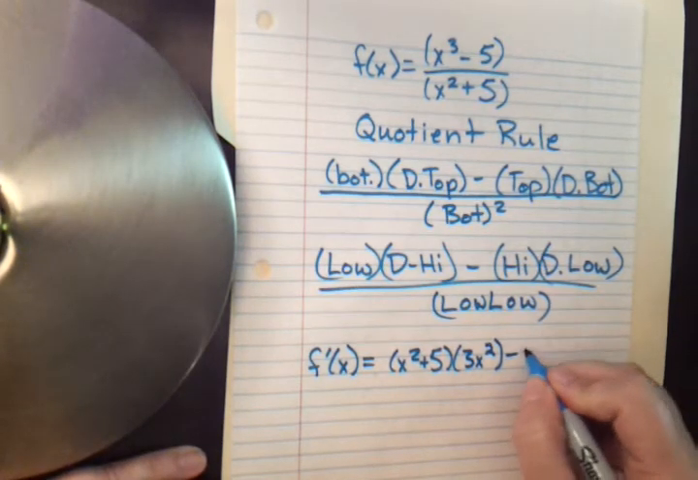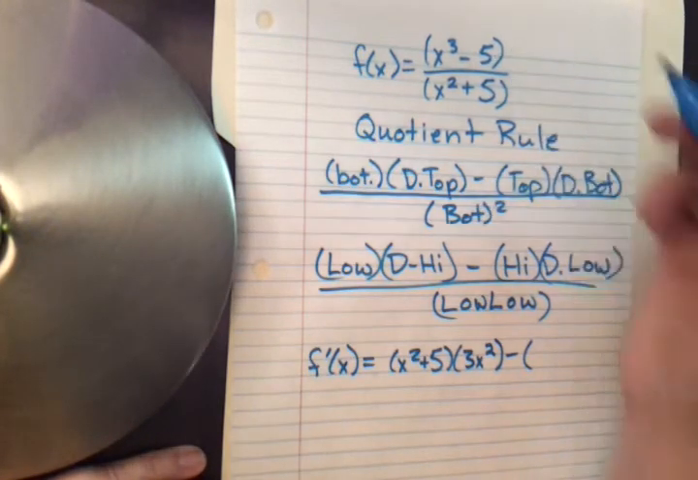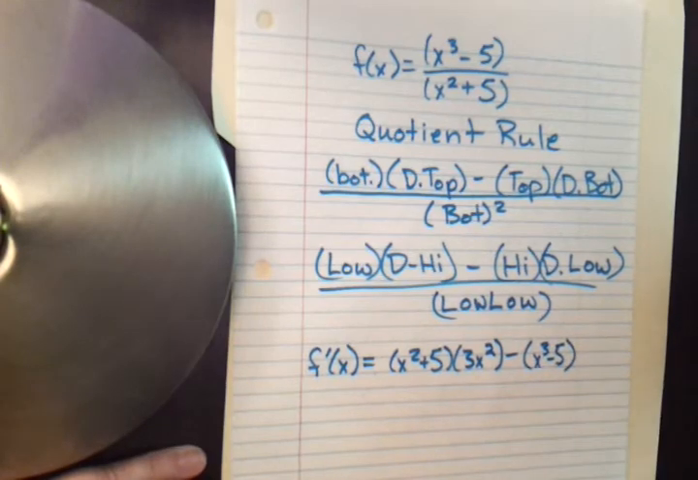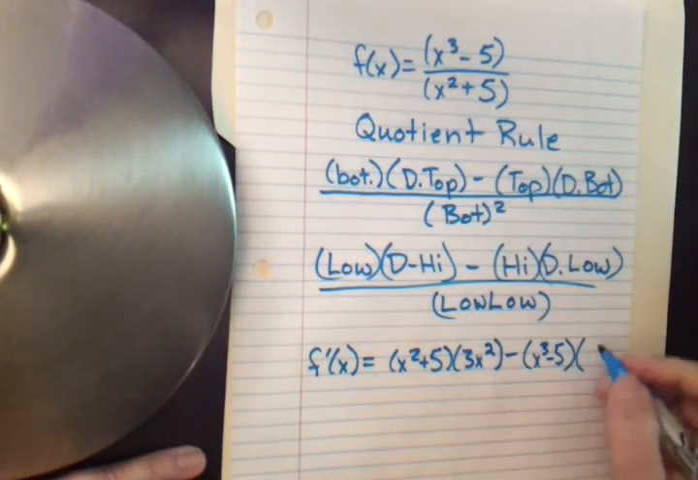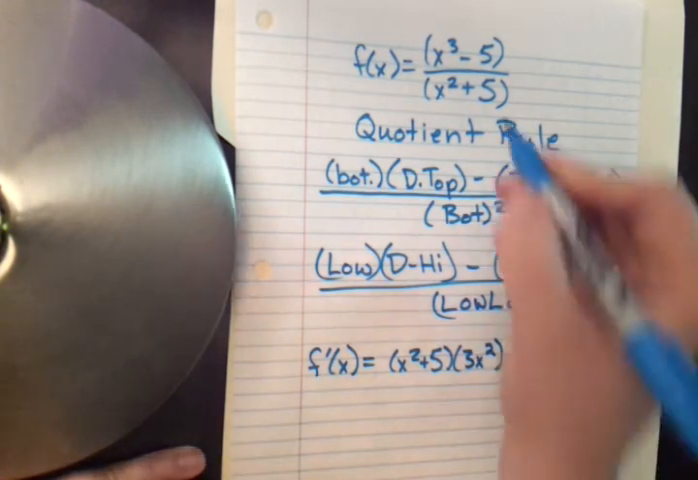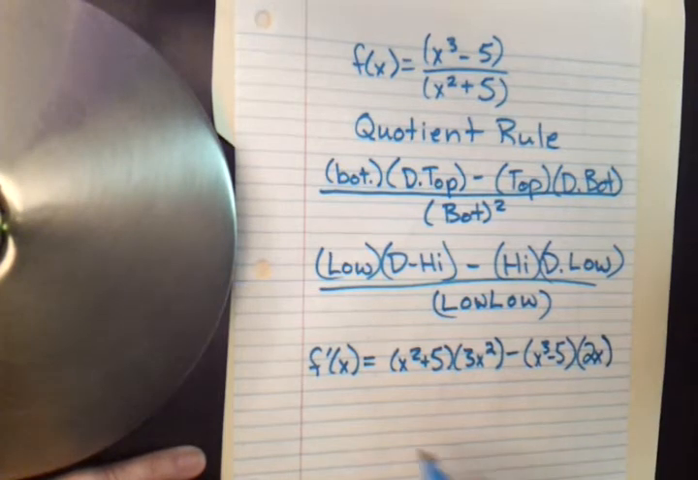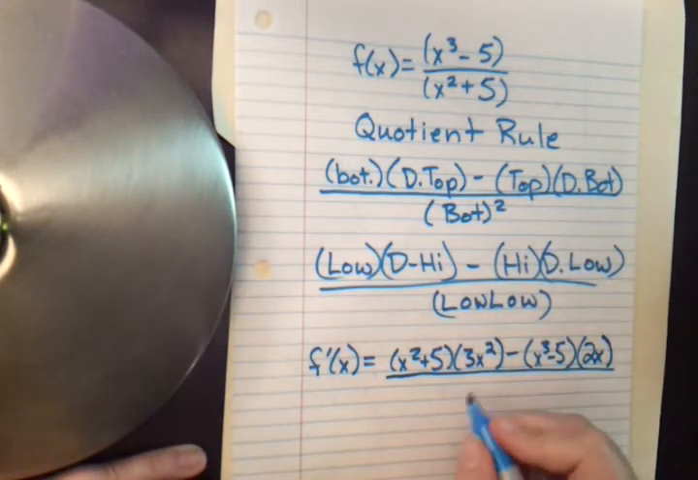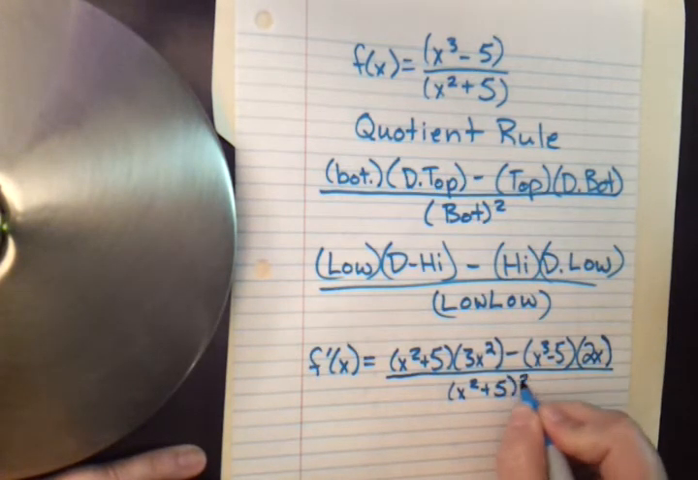Now we need to subtract the top. So that's going to be x cubed minus 5 times the derivative of the bottom. Same thing, we use the power rule. Bring down the 2, that's going to give us 2x, and the 5 is going to just disappear into nothingness because the derivative of a constant is 0. And then we put all of this over the bottom squared, which is x squared plus 5 squared.